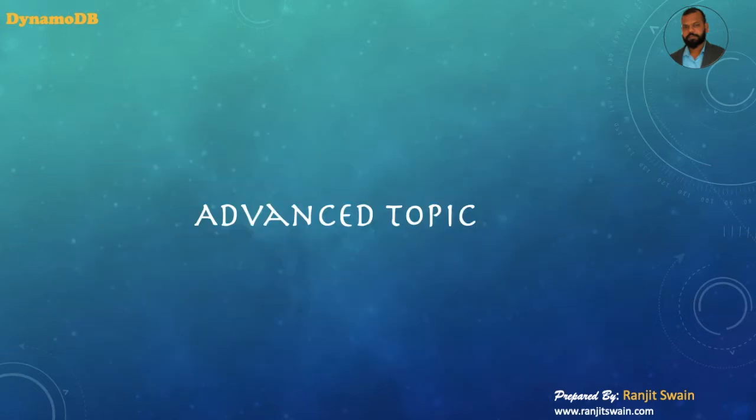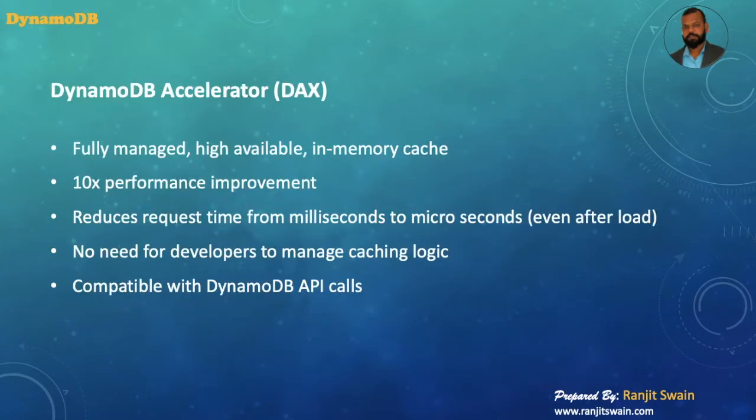Here are some advanced topics. DynamoDB Accelerator, DAX. So what is DynamoDB Accelerator? It is a fully managed, highly available in-memory cache. I'll show you in an example how this in-memory cache works. It provides 10x performance improvement over a normal cache whenever a developer sets it, and it reduces request time from milliseconds to microseconds even under heavy load.